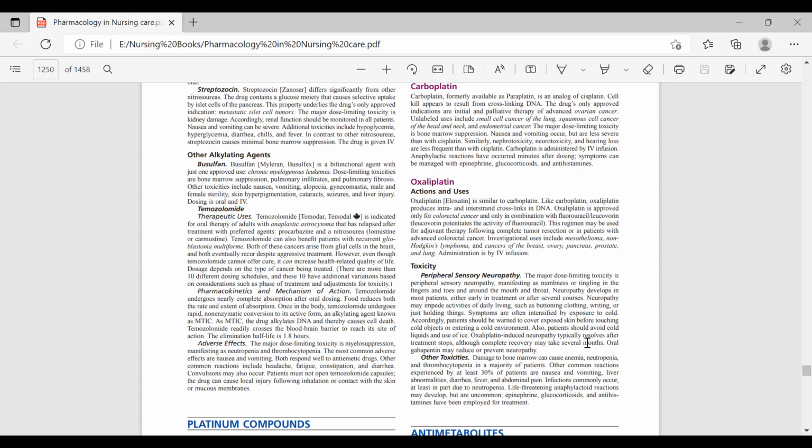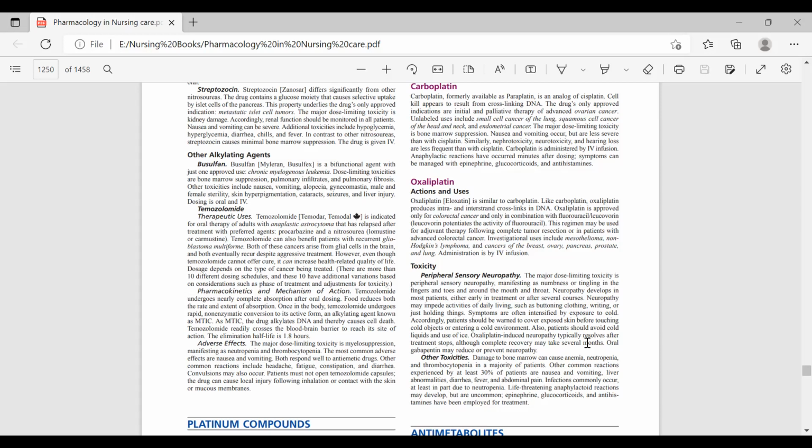The route of administration approved for busulfan is both oral and IV. Temozolomide's therapeutic use is anaplastic astrocytoma, and it is used when there is a relapse after treatment with the preferred agent procarbazine. Temozolomide can also benefit patients with recurrent glioblastoma multiforme. Both of these cancers arise from glial cells in the brain, and both eventually recur despite aggressive treatment.